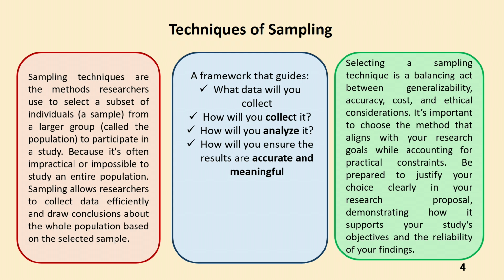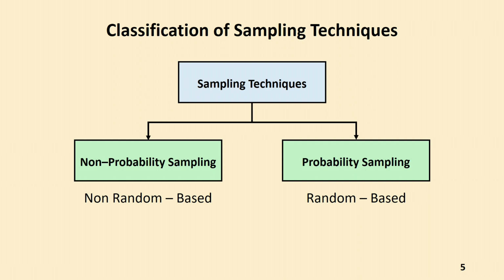Classification of sampling technique, just have a recap here. Generally, we classify sampling technique in two groups. First is non-probability sampling, second is probability sampling. And you can see here, non-probability sampling is non-random based, and probability sampling is random based, where you give equal opportunity to all individuals present in a sample of being selected.